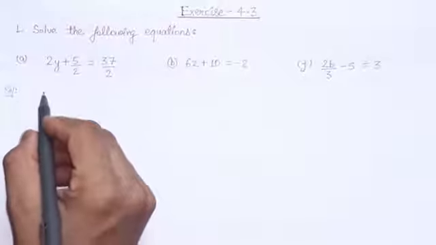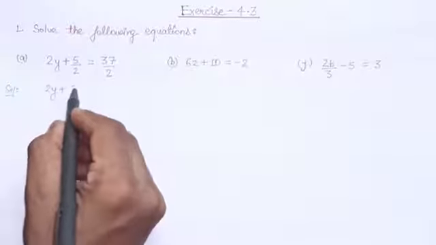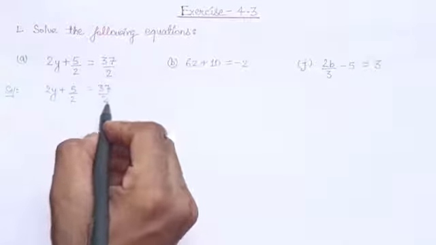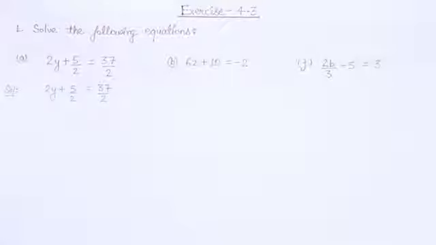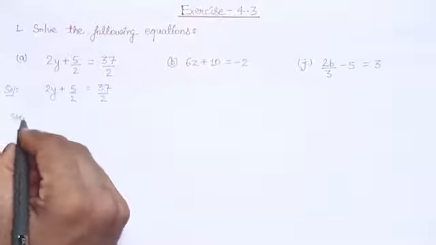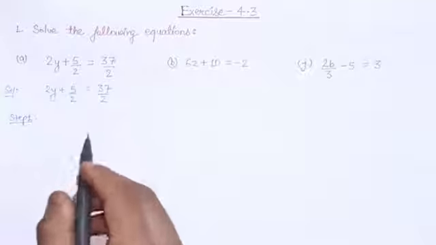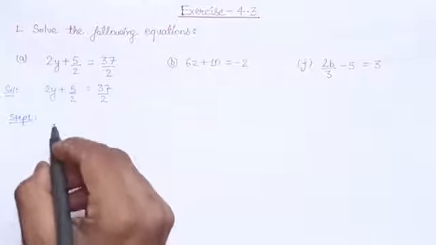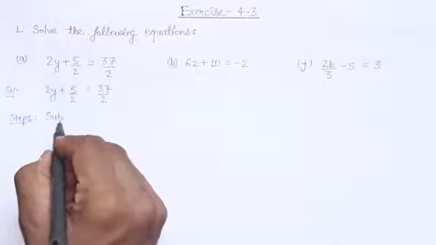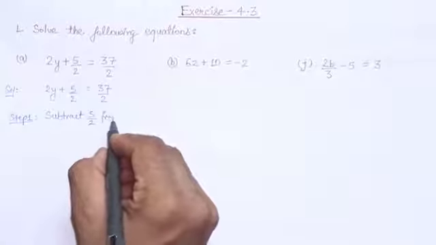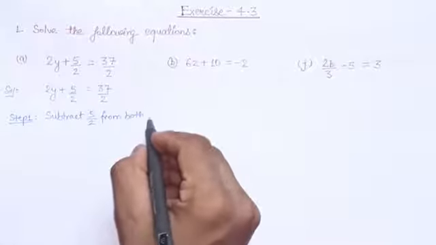Here you can see that we have given 2y plus 5 by 2 equals to 37 by 2. First we have to separate the variable in order to find the solution of the given equation. So what is our step 1? In step 1, we will subtract 5 by 2 from both sides of the equation. So let us write: subtract 5 by 2 from both sides.